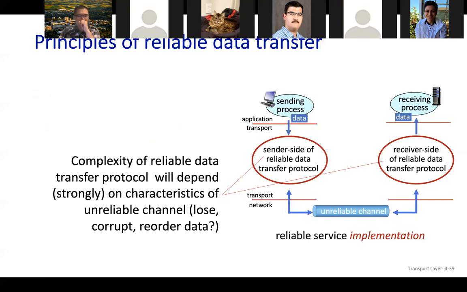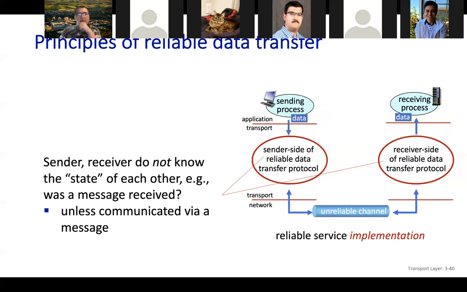So here's the principle. The complexity of a reliable data transfer protocol will depend strongly on the characteristics of the unreliable channel: loss, corruption, and reordering of the data, right? So if you propose a reliable data transfer protocol, that protocol needs to make no assumption about the lower layer protocol. It just assumes that anything could happen: data loss, data corrupted, not in a good order, right? But how can you develop the protocol here?